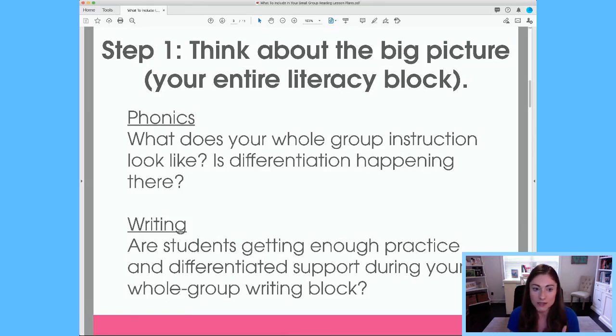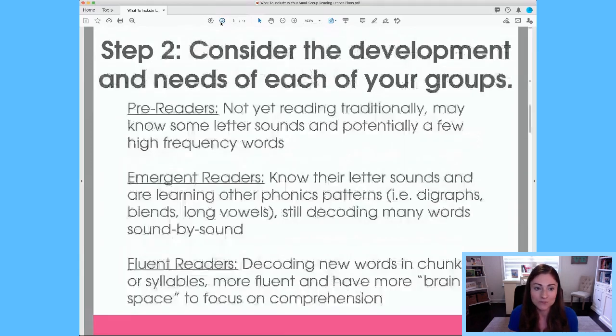Okay, so step one again is just think about the big picture. Think about what else is happening in your literacy block, because that can help guide what you put in your small group. And it can take some of the pressure off, because if you're already doing some of that work in other parts of your literacy block or your school day, then you don't need to worry about it so much during small groups. So that can be really helpful.